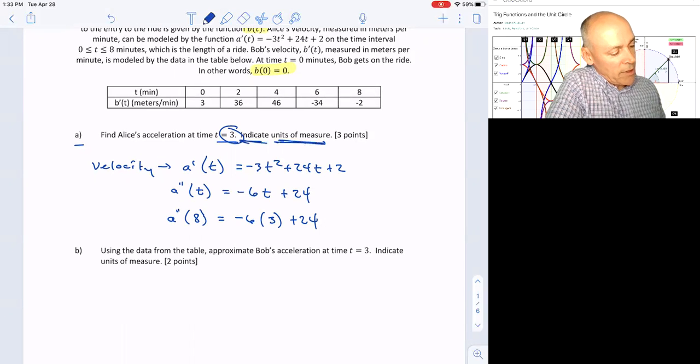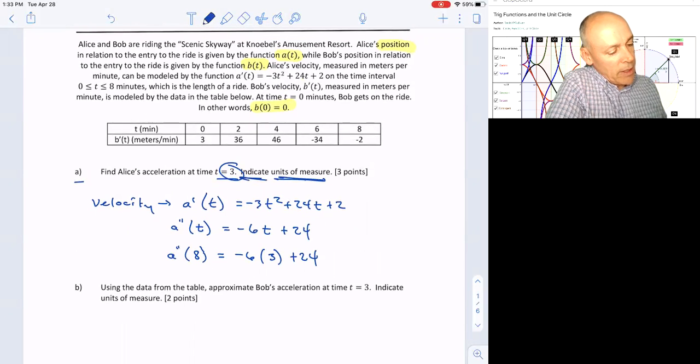And indicate units of measure. Well, if that's acceleration, velocity is meters per minute. So that is going to be meters per minute squared.